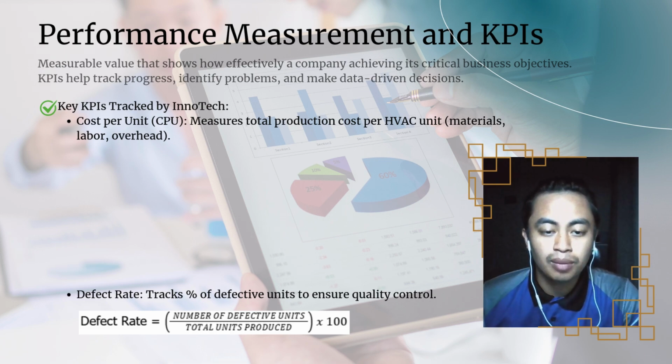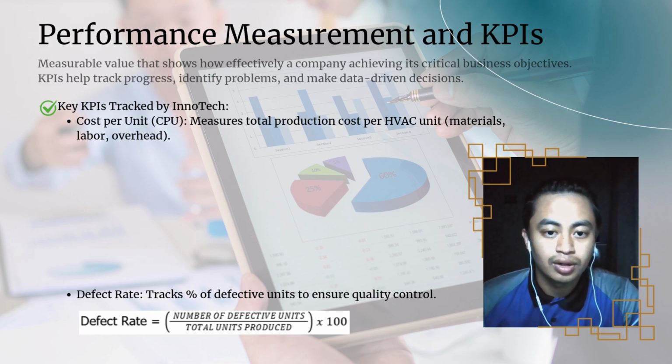So let's start with the KPIs tracked by InnoTech. Cost per unit, or CPU, is a key financial metric that shows how much it costs to produce a single HVAC unit. This includes direct materials, direct labor, and overheads allocated using activity-based costing.